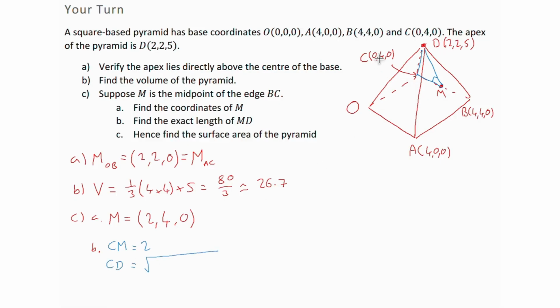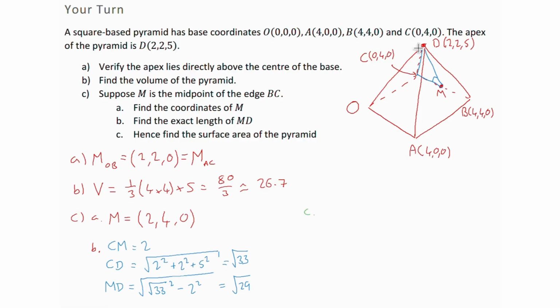CD is the square root of 0 to 2 is 2, so 2 squared, 4 to 2 is 2, so plus 2 squared, and 0 to 5 is 5, so plus 5 squared. So this is equal to the square root of 33, which means that MD is equal to the square root of, well, in this case, the hypotenuse is going to be CD. So the square root of 33 minus 2 squared, which is the square root of 29.